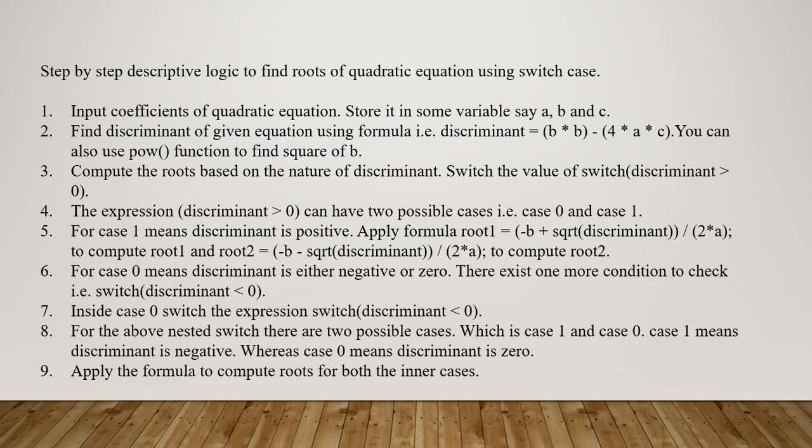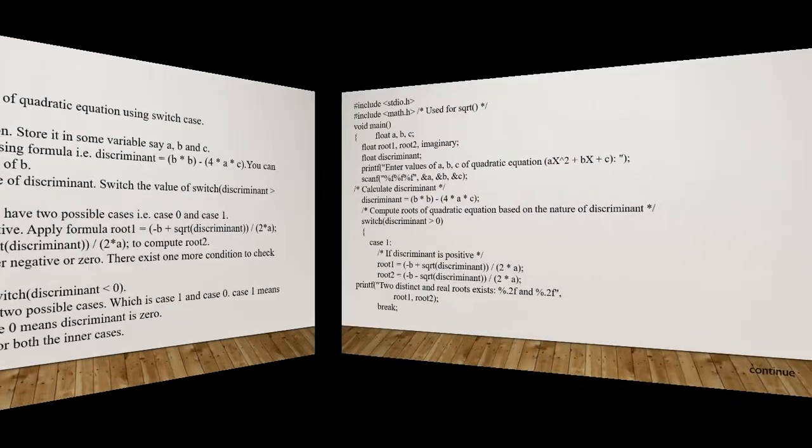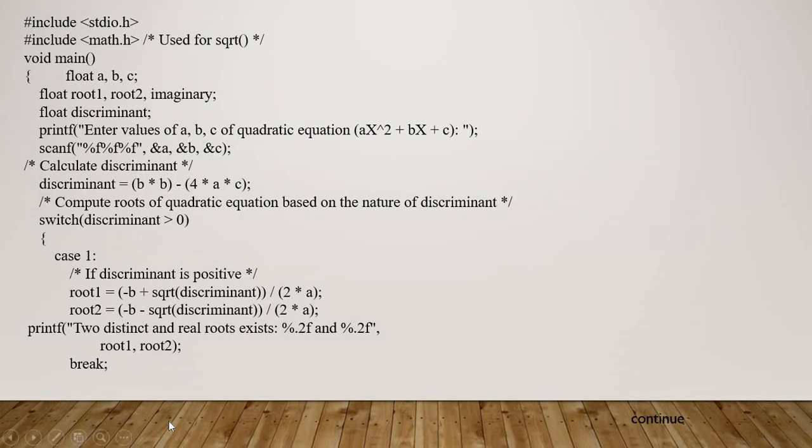So 1 means the discriminant is negative, whereas case 0 means the discriminant is 0. And accordingly, compute the root for both inner cases. So this is actually the coding for it. These things we are computing within the coding. And of course, these are mathematical formulas which we are using. Over here we have to use the math function, because this function will provide me the square root function. So that easily we can use.